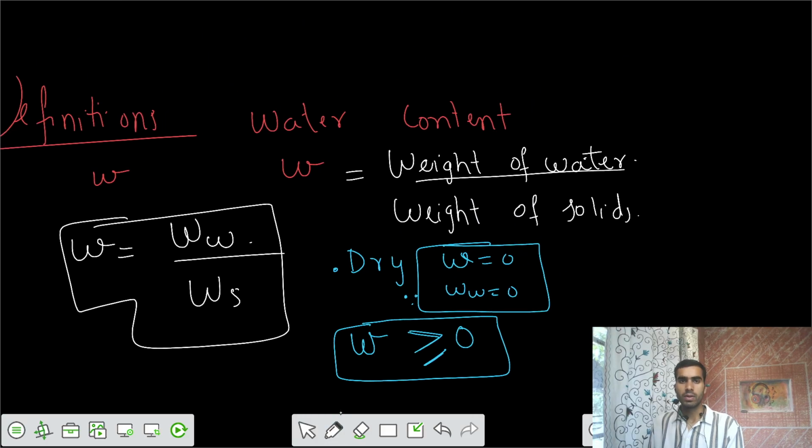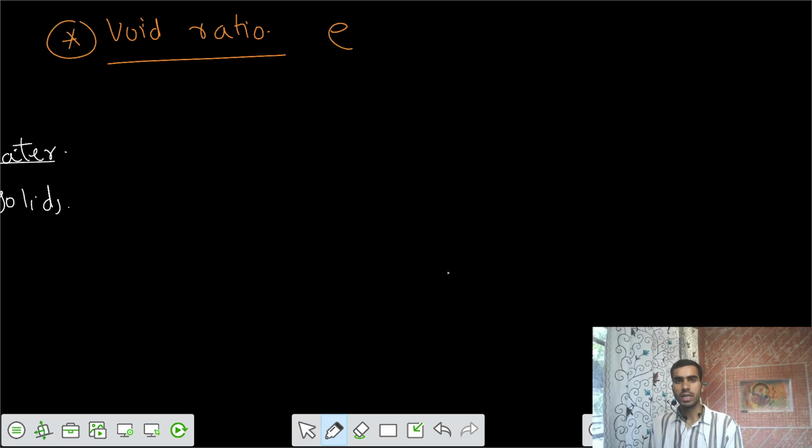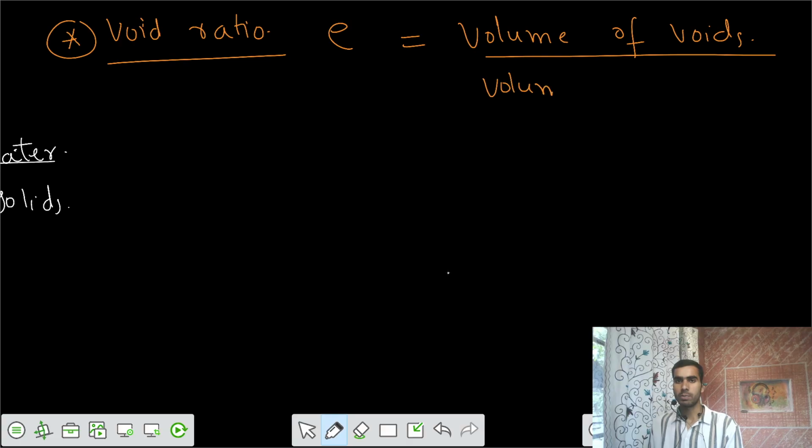Okay, the second one we call the void ratio. The void ratio that we represent as small e is actually the volume of voids with respect to the volume of solids. You are taking that soil specimen, some soil specimen is there.